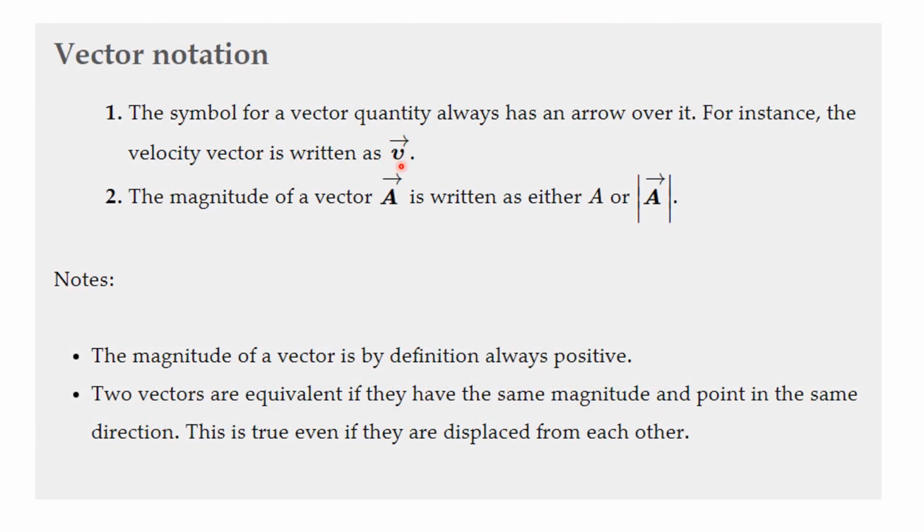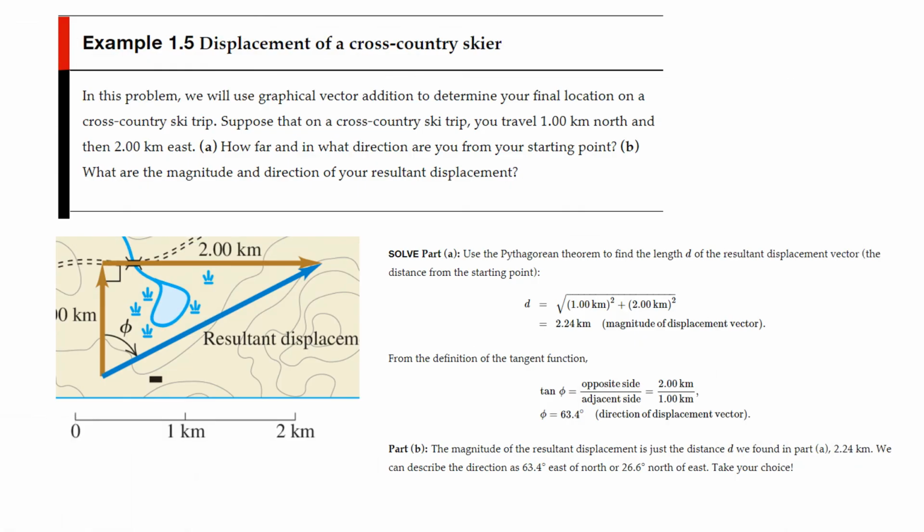Vectors have a little arrow over them. And if we talk about the magnitude of a vector, we take absolute value symbols to talk about the magnitude. The magnitude is always positive, and two vectors are the same if they have the same magnitude and point in the same direction. Okay, so we're going to be doing many things with vectors, and we're going to be using our trigonometry to do it.